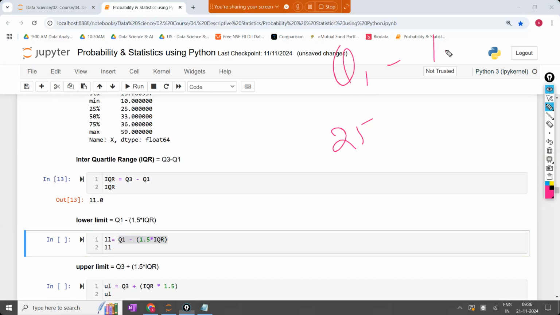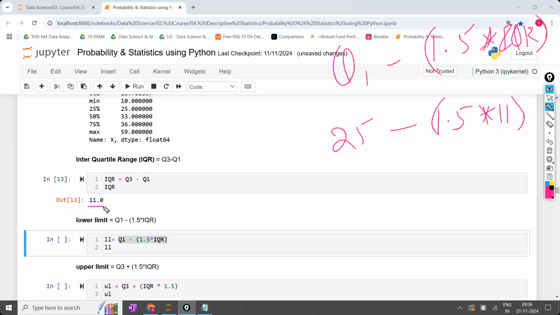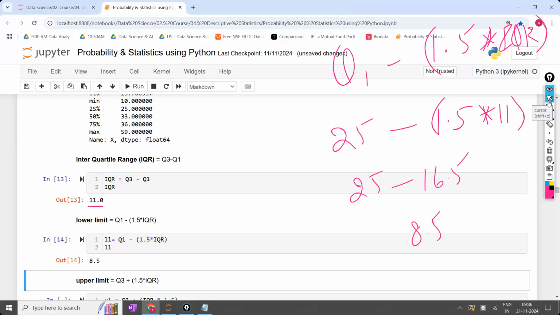Q1 minus 1.5 into IQR. Now, 25 minus 1.5 into IQR. How much is the IQR for you? 11. Just now we have calculated IQR, that is Q3 minus Q1. 25 minus 16.5, which is 8.5. This is called the lower limit. The value is called the lower limit value, Q1 minus 1.5 into IQR.